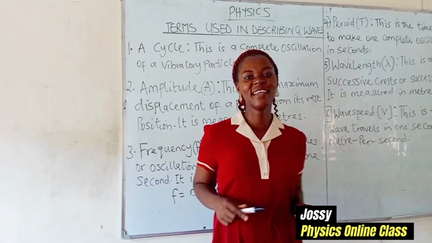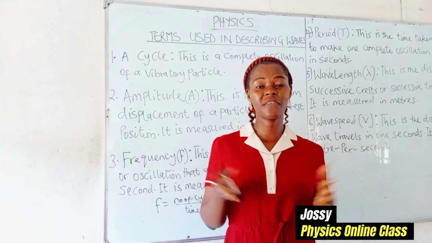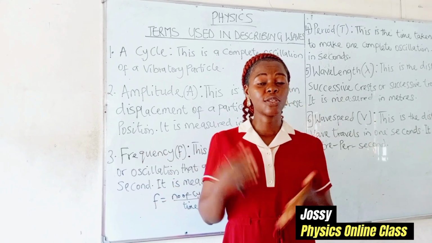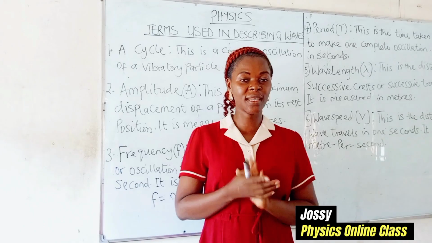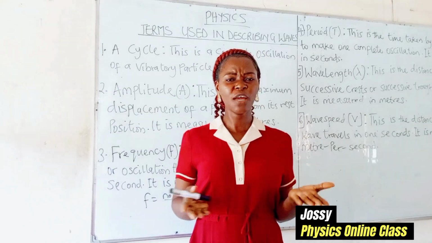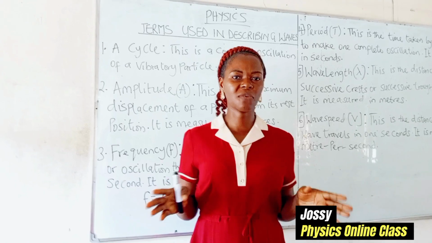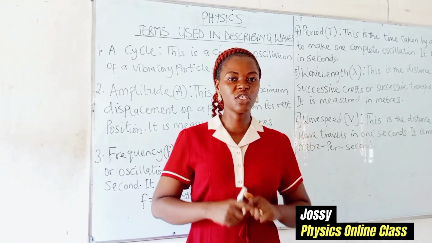Hi, today I want to continue from where we stopped previously on waves. So we define waves as a disturbance that travels through a medium, transferring energy from one point to another without causing any permanent displacement of the medium. Then we also looked at the classes of wave, the types of wave. But today we are going to look at terms used in describing wave.